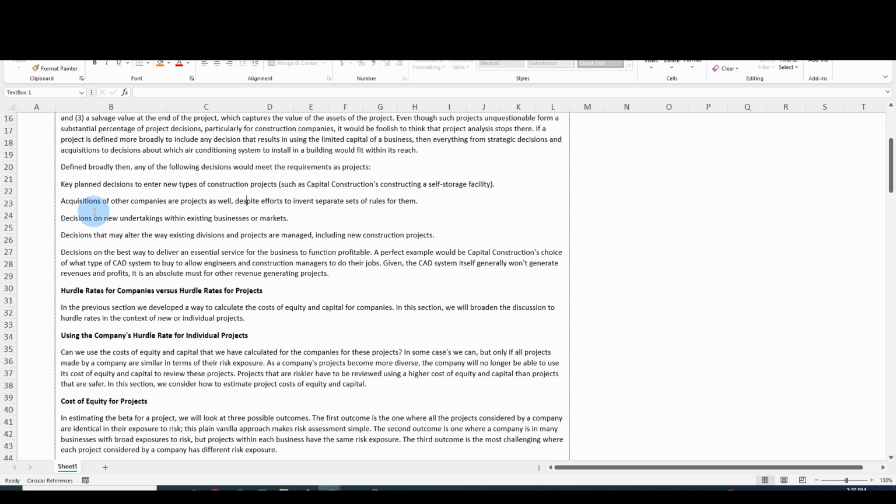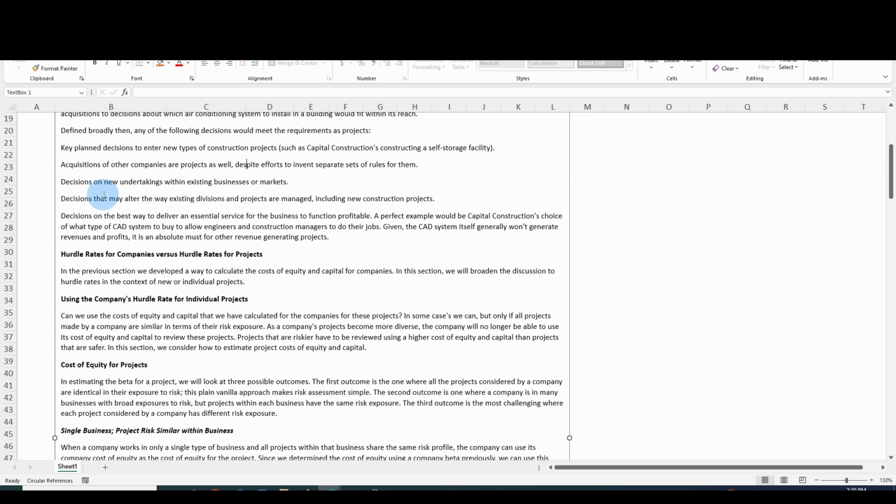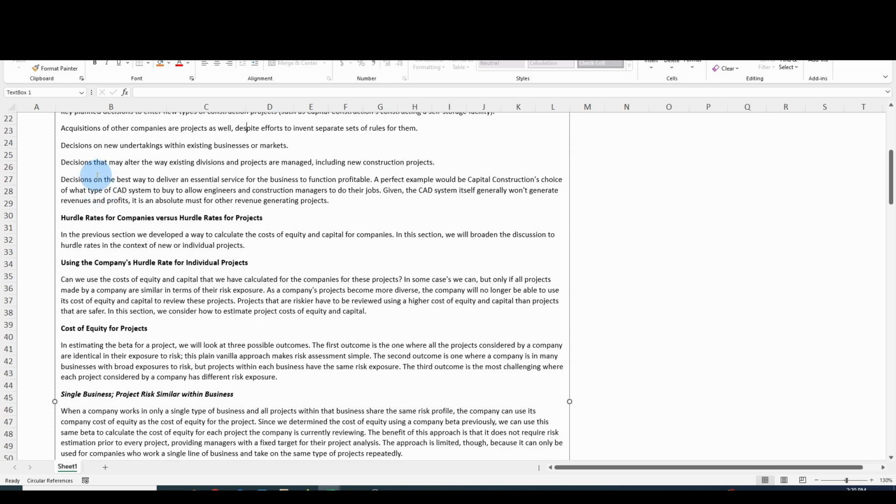Acquisitions of other companies are projects as well, despite efforts to invent separate sets of rules for them. Decisions on new undertakings within existing businesses or markets. Decisions that may alter the way existing divisions and projects are managed, including new construction projects. Decisions on the best way to deliver an essential service for the business to function profitably.